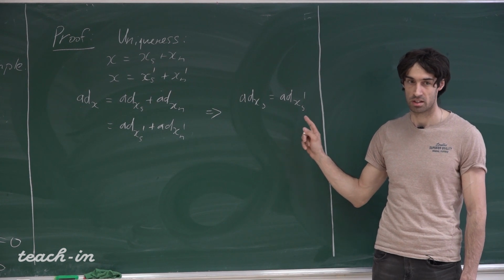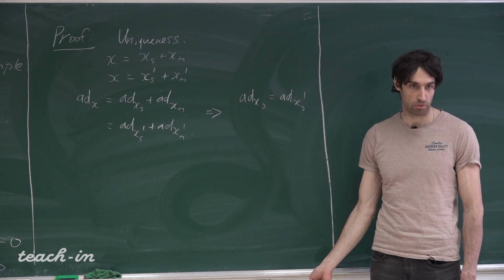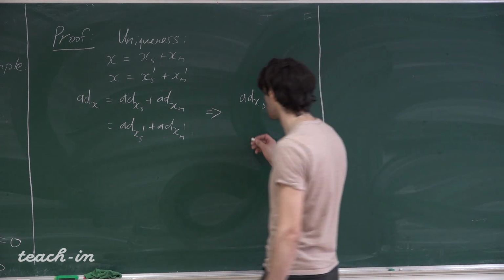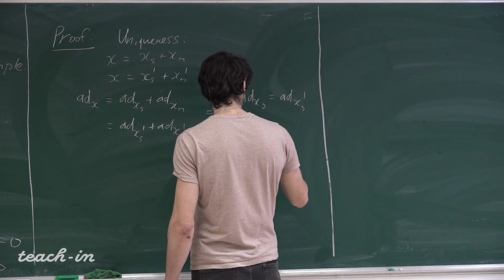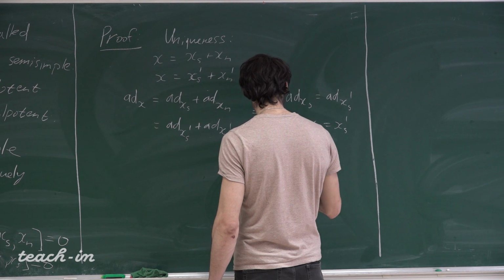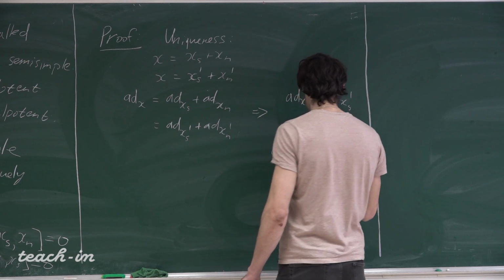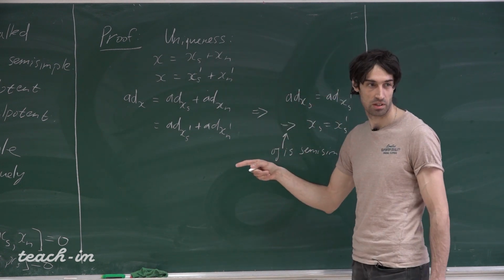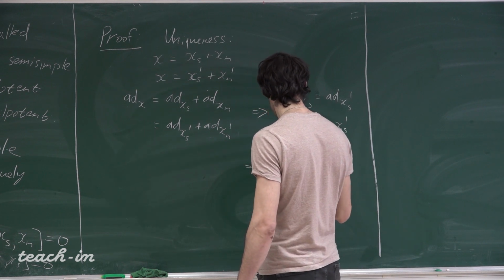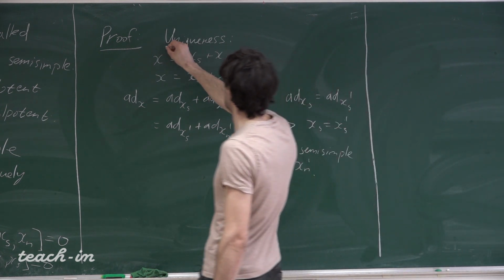But from this, it follows that XS equals XS prime. Why is that? Yes, the adjoint representation is faithful because G is semisimple. So XS equals XS prime because G is semisimple, and of course XN equals XN prime as well. All right, so uniqueness is easy.